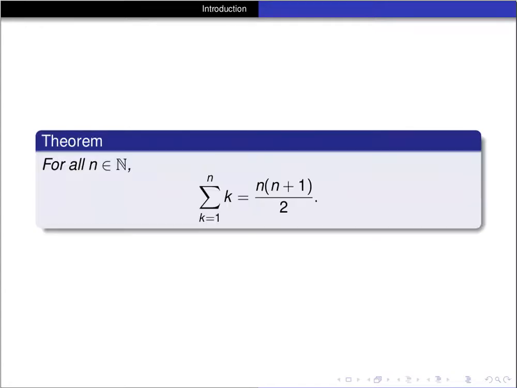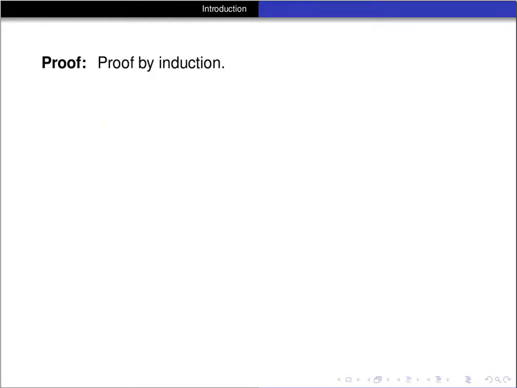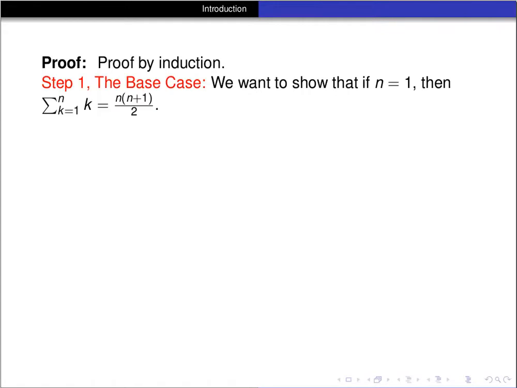So let's look at an example. Let's prove that for all natural numbers n, the sum of the first n natural numbers is equal to n times (n + 1) over 2. Proof by induction. Step 1, the base case. We want to show that for n equals 1, the sum of the first n natural numbers is equal to n times (n + 1) over 2.